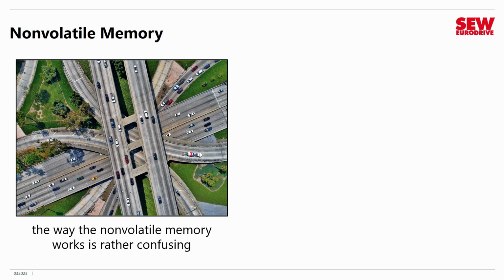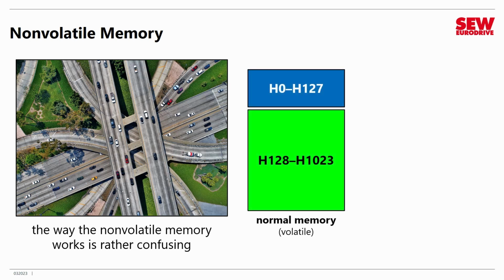All right, let's take a look at data memory again. Data memory is divided into two sections. There is H0 through H127, and there's H128 through H1023. Now, it may surprise you to learn that actually all of this memory is volatile. In other words, it will lose its contents when you turn power off. And you're probably thinking, wait a minute, you've been telling me over and over that H0 through H127 is non-volatile. Well, the answer is, it is and it isn't.